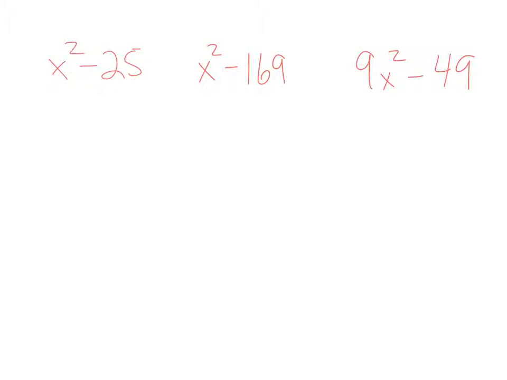Okay, also, the coefficients are perfect squares. So 1 is a perfect square, 25 is a perfect square. 1 is a perfect square, 169 is a perfect square. 9 is a perfect square, 49 is a perfect square. Okay, this is how you can recognize them as being this special factorization. So they always factor to x plus and x minus. Always. Well, in this case, when we have a 1.